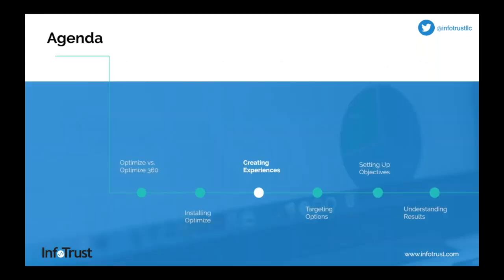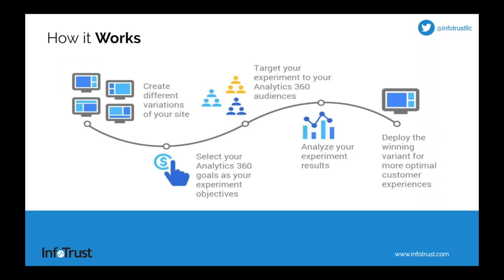So, breezing right through into the really fun part of A/B testing, which is creating experiences. There's a number of options, but similar to any A/B testing tool, essentially we're creating different variations of the site. In this case, because this product is directly integrated with Google Analytics, you can select your Google Analytics 360 goals as experiment objectives, or also Google Analytics events, and target your experiment to any audiences or any other type of audience targeting you want to use.